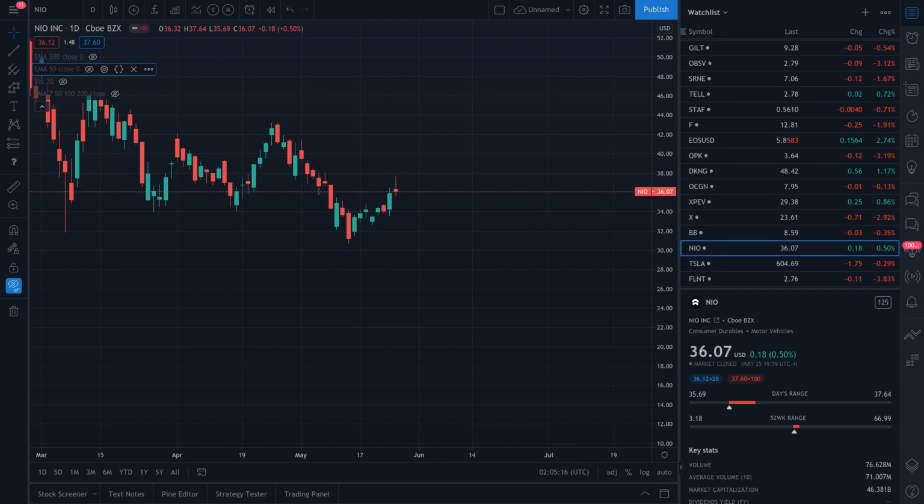Let's pull up the chart and see what we have. And let's dive into the charts here, shall we? All right, so today's May the 25th, I think it is, 2021, and the previous close of NEO is $36.07. It closed positive approximately 0.5% for the day.